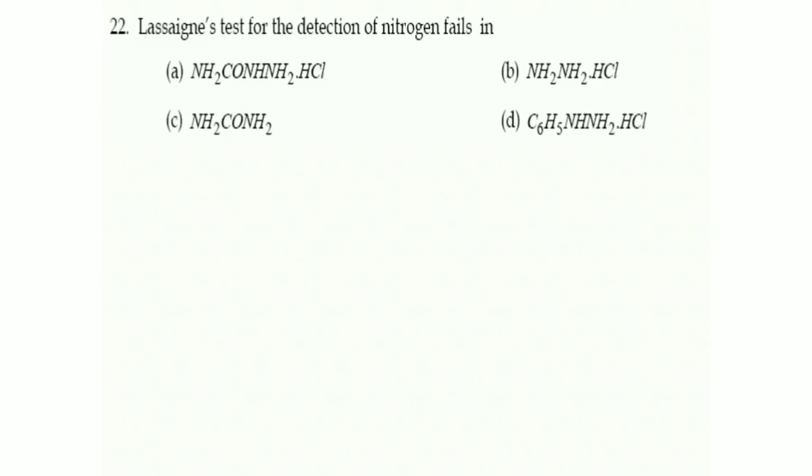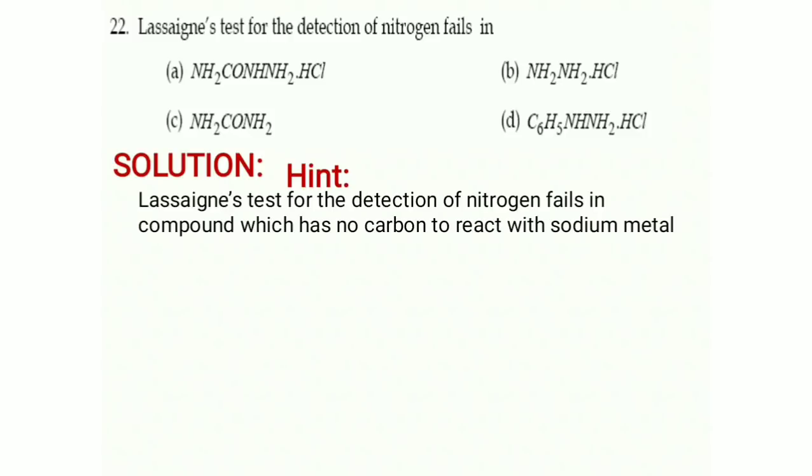Then, Lassaigne's test for the detection of nitrogen fails in a very simple, very important question, remember. In Lassaigne's test, whatever carbon is present should be converted into cyanide, NaCN. But here there is no carbon, which means it will never undergo the reaction. So there is no carbon, that is, remember, option B, NH2 HCl.